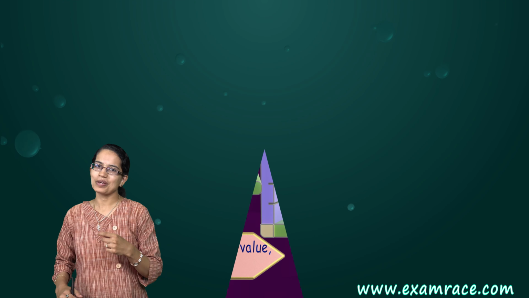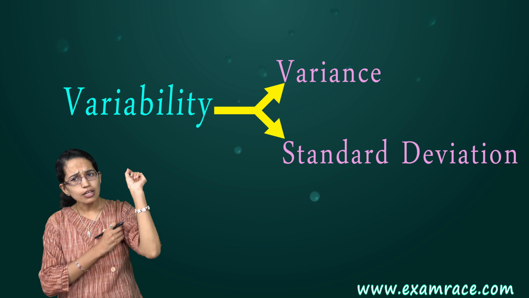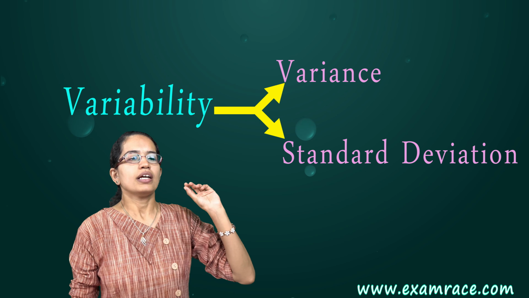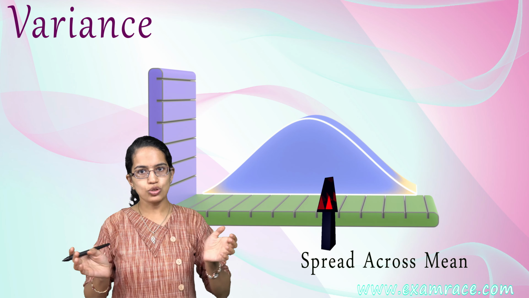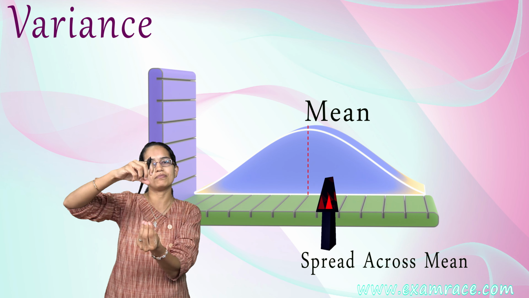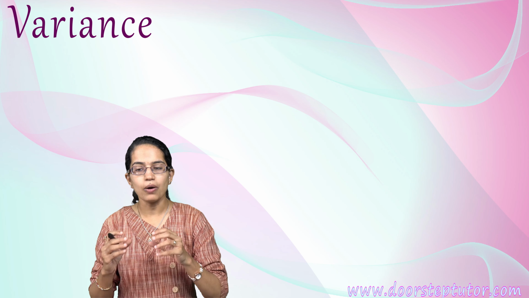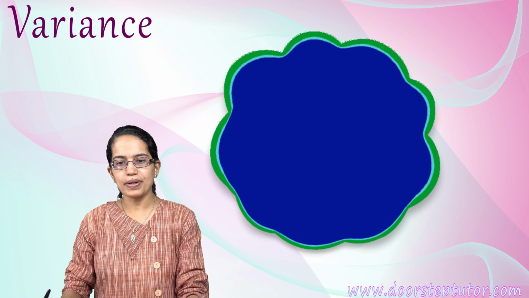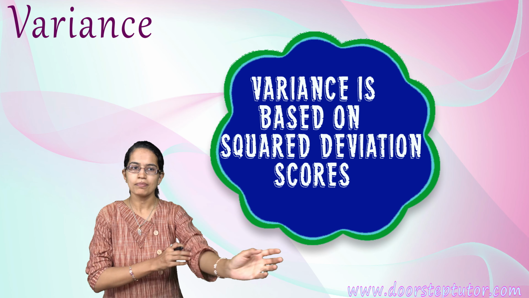Now, this variability can be accounted for in two terms. The first is variance, the second is standard deviation. We always understand variance first and then we move on to standard deviation. When I say variance, I am trying to understand the spread of scores across the mean. Whatever the mean is, how the scores are spread across it is very important to understand. If I put it in a definitional form, I can simply say it is the squared deviation scores.